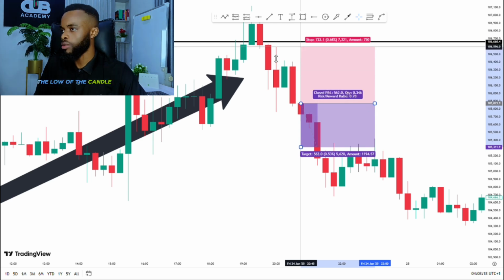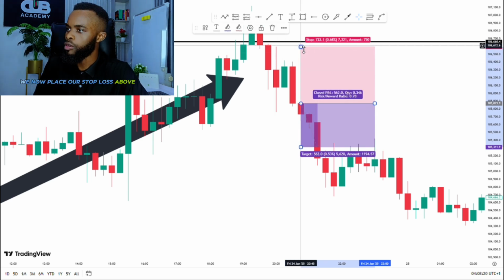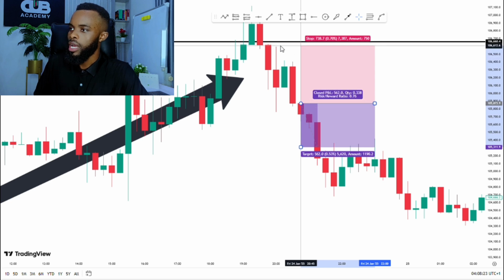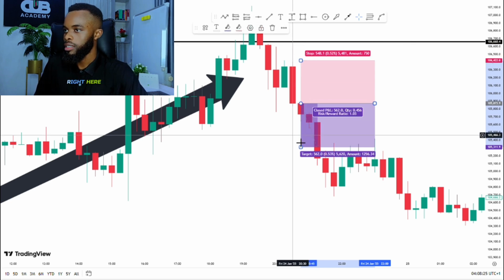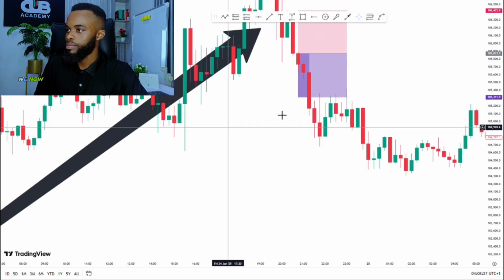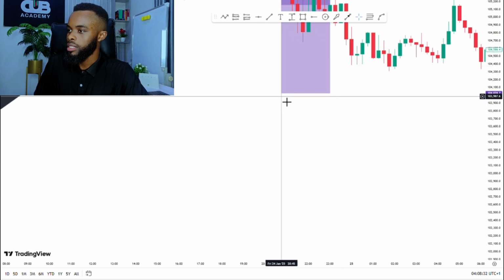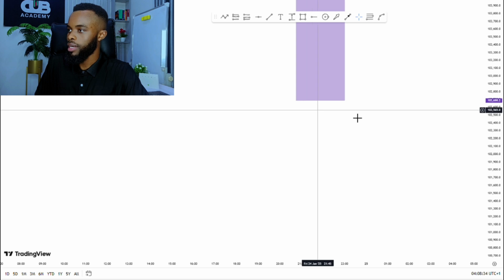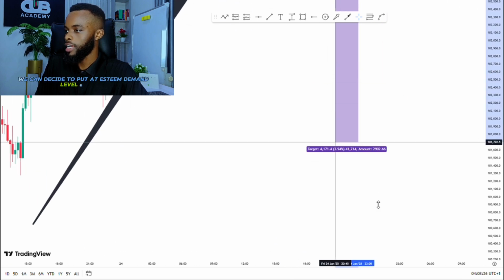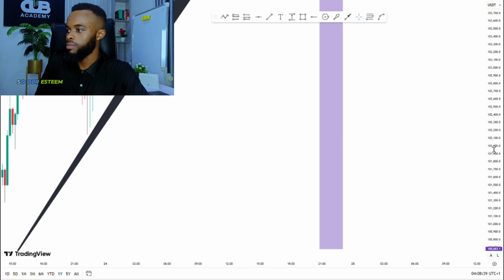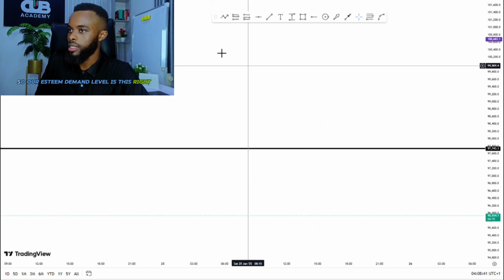The low of the candle, right? We now place our stop loss above the high of the bearish engulfing, right? Like right here. So our take profit will be at the extreme demand level, right? At the extreme, we can decide to put it at the extreme demand level like this. So our extreme demand level is this, right?